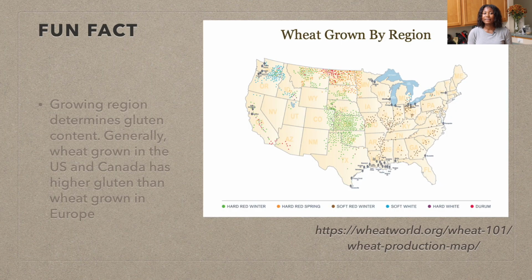So here's a fun fact. Wheat is grown all over the world, and wheat grown in the US and Canada generally has a higher protein content compared to the same wheat that is grown in Europe. Isn't that interesting?